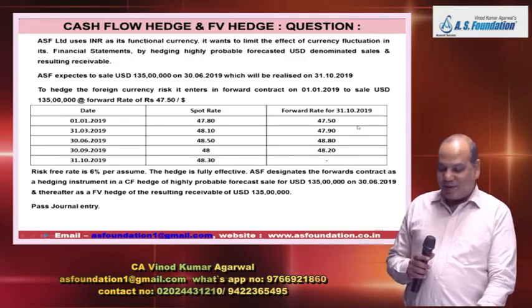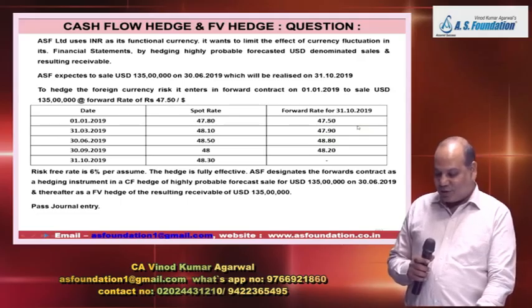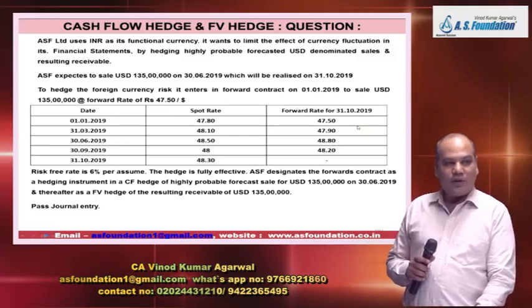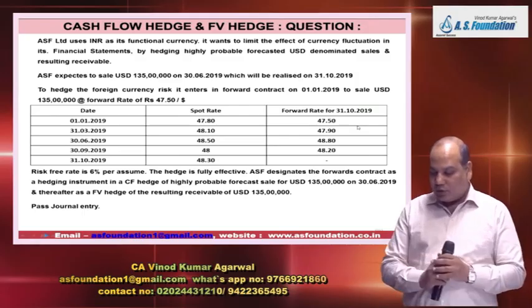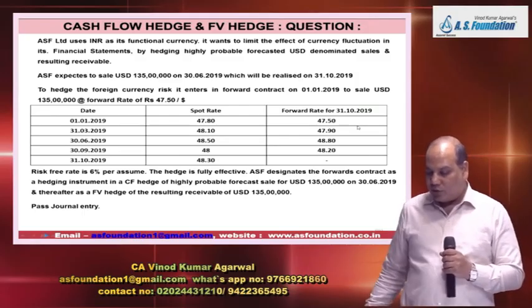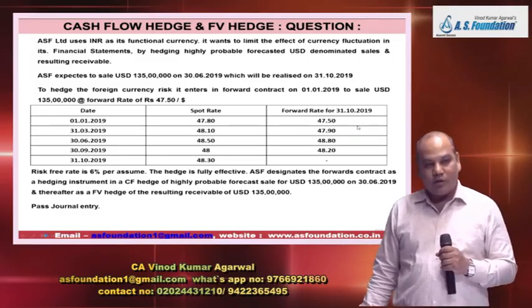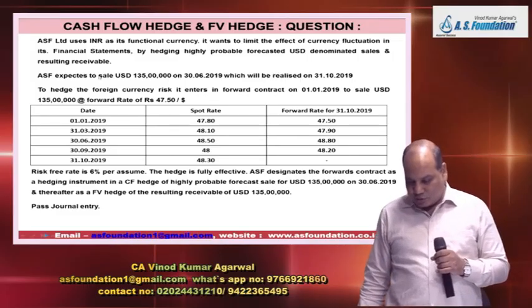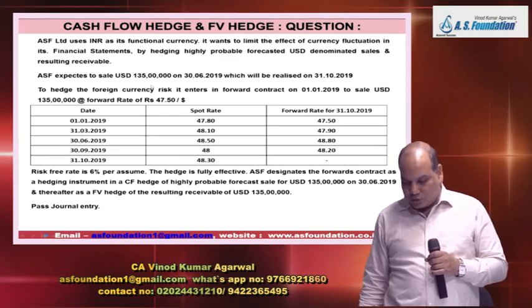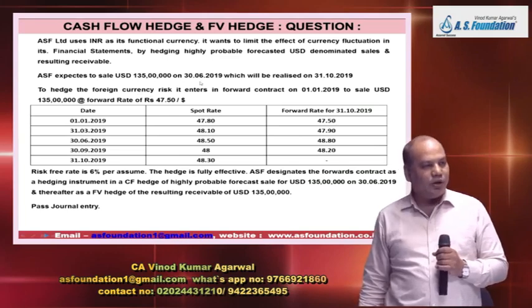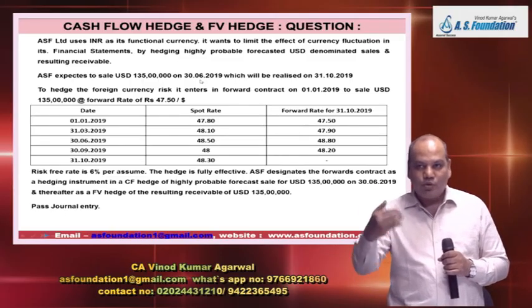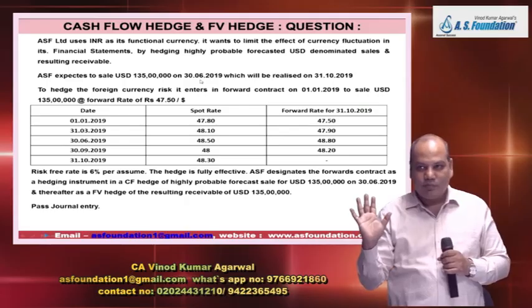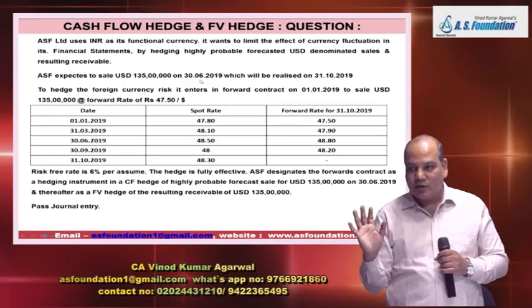ASF Limited expects to sell. Now the story starts. ASF Limited expects to sell USD 1 crore 35 lakh on 30th June 2019, which will be realized on 31st October 2019. Now see the question. You are going to sell on 30th June 19. Today is 1st January 19. So we are now planning to sell on 30th June 19, which means it is a forecasted sale transaction.